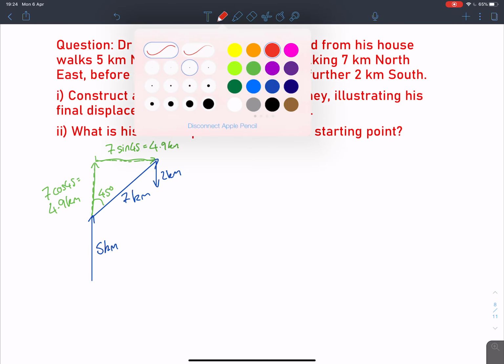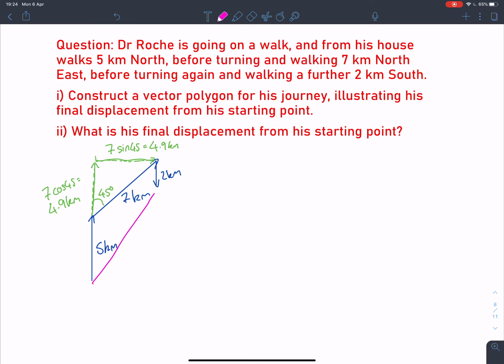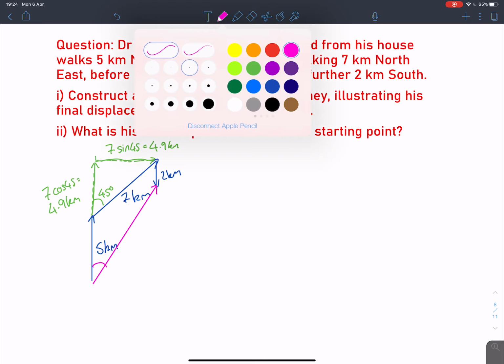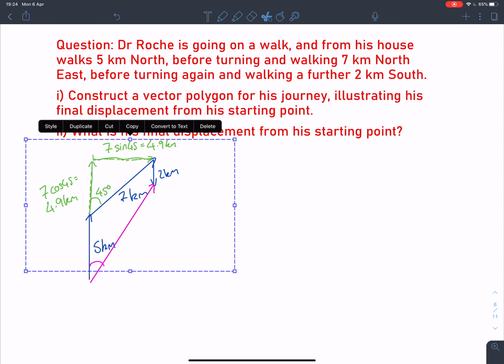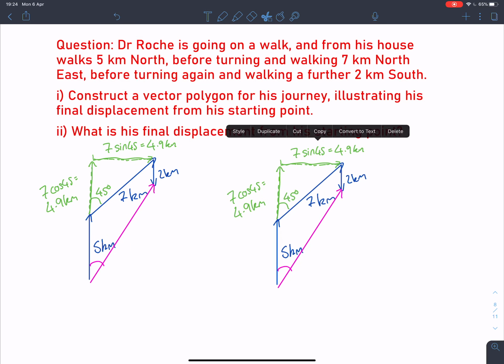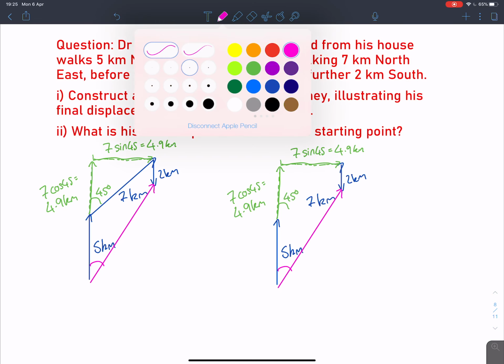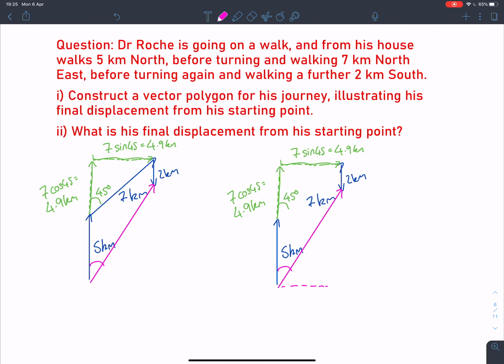So my final displacement from my starting point is going to be from the start to the end. So that's my displacement. What I want to find is the magnitude of that pink line and the angle. So I'm going to just redraw this ever so slightly over here so we can make things a bit clearer. In fact, I can just duplicate that whole lot. So let's get rid of that one because it's not helping anything. So how are we going to tackle this?